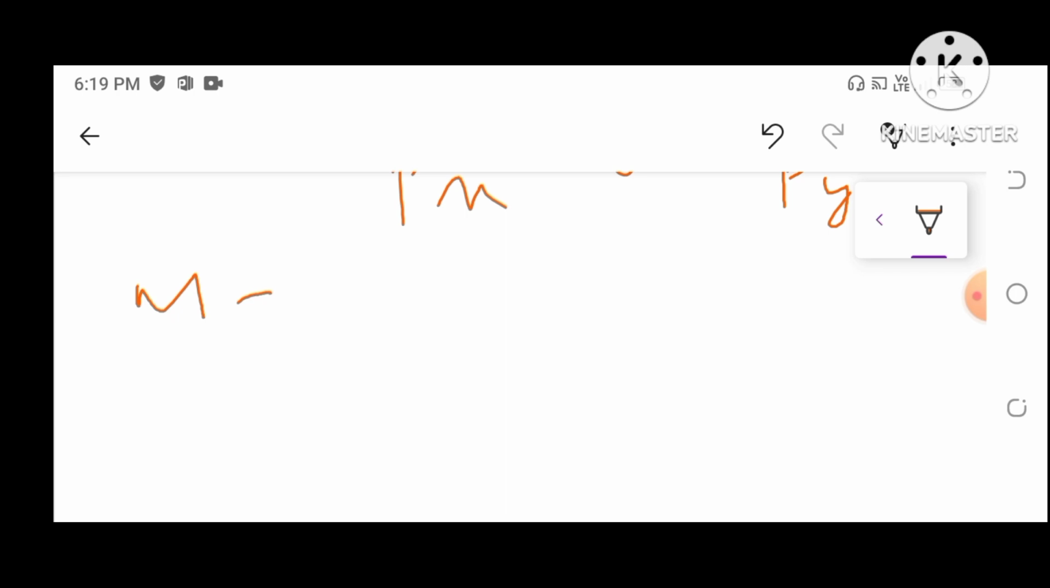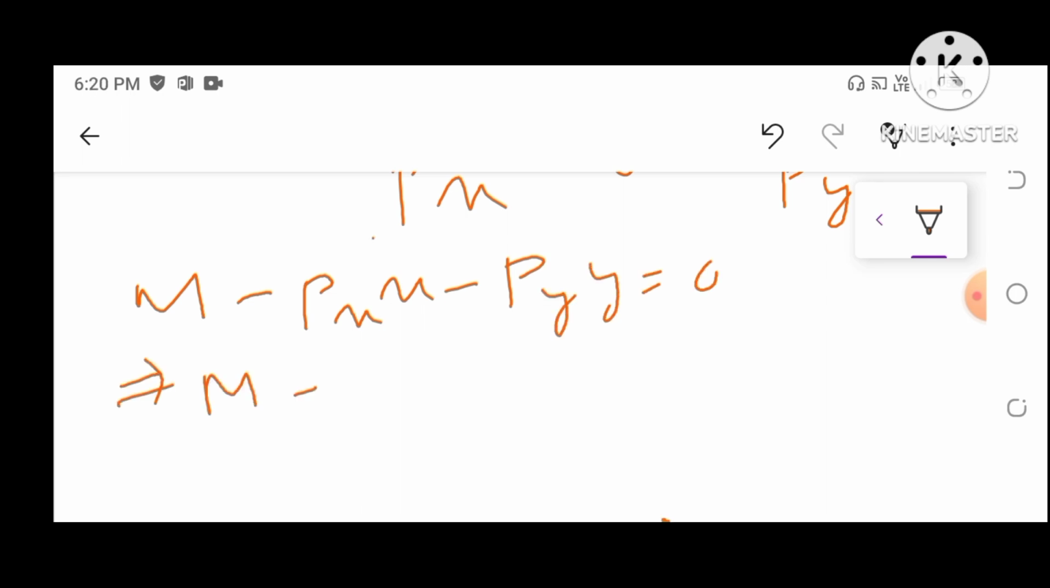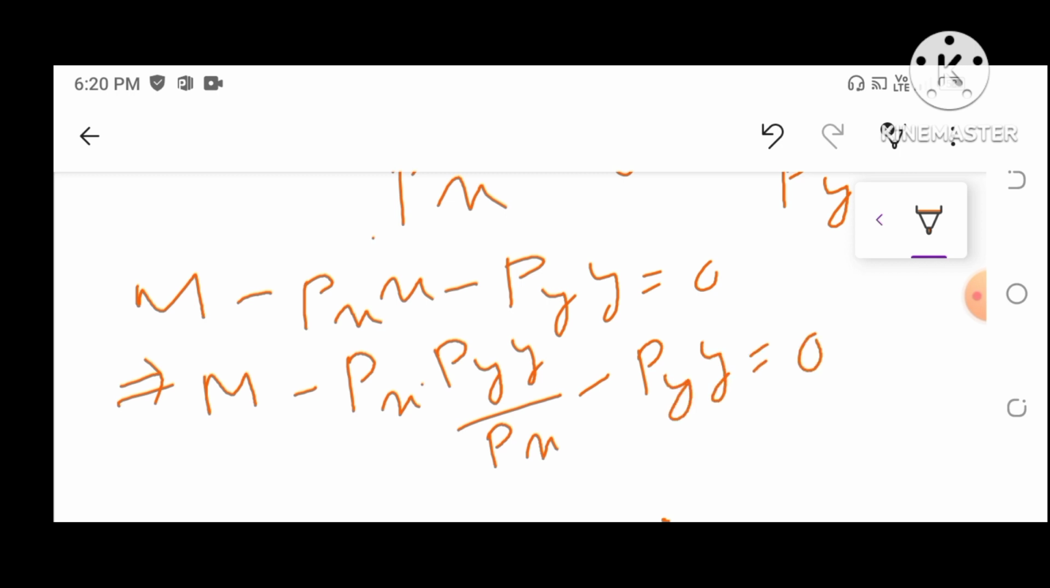So m minus pxx minus pyy is equal to 0. By putting the value of x we get m minus px into pyy divided by px, which is the value of x, minus pyy is equal to 0. m minus pyy minus pyy is equal to 0.